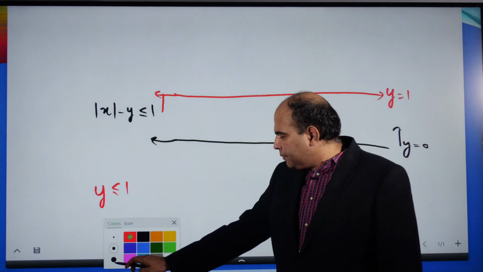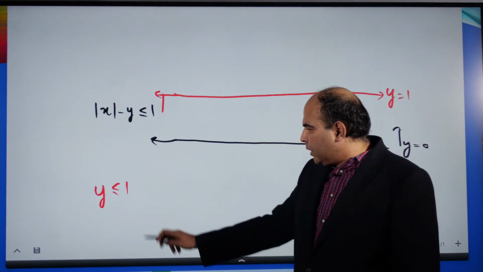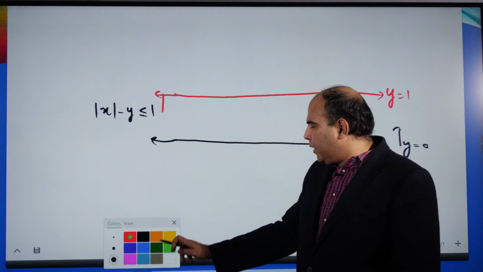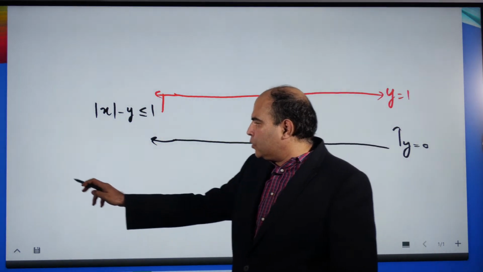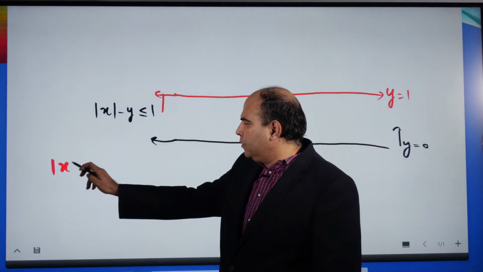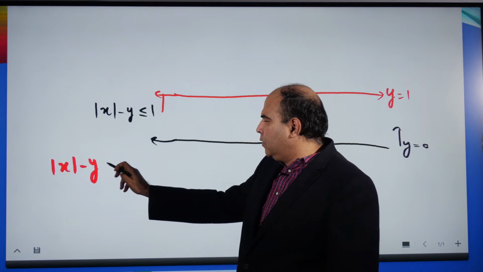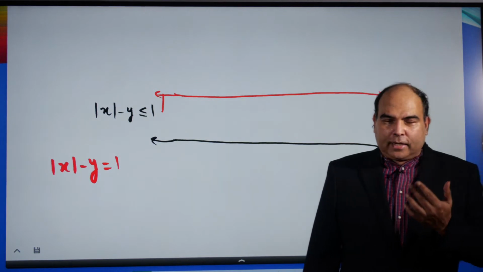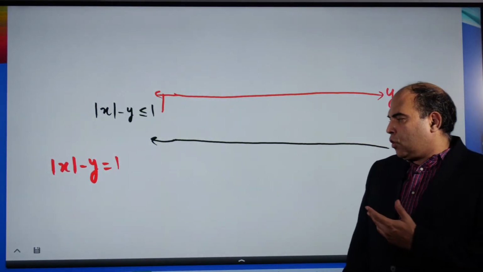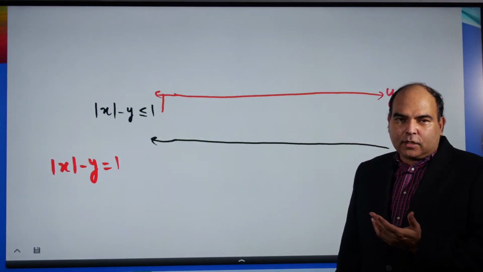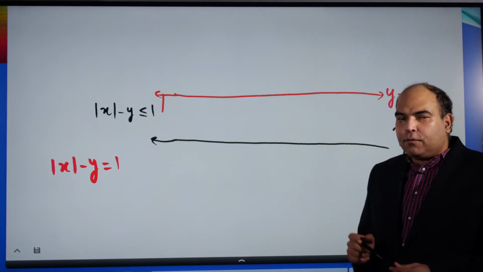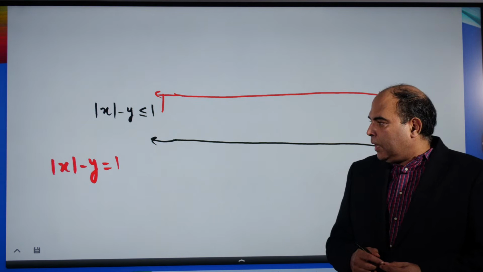Think about it this way. Think about the equation mod x minus y is equal to 1, and at various values of x, you can start thinking about what values of y will come for this equality, right?